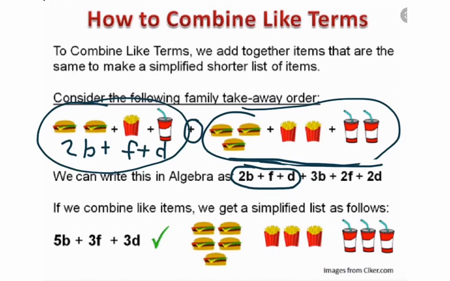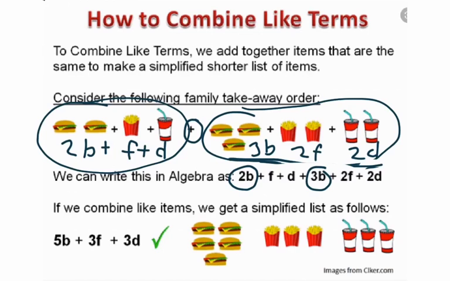Now we're going to add the other person's order, which is 3 burgers, 2 fries, and 2 drinks. Now we have to combine those like terms. Because wouldn't it be simple just to say how many burgers you're ordering, how many fries you're ordering, and how many drinks you're ordering, instead of saying, can I get 2 burgers, 1 fry, 1 drink, 3 burgers, 2 fries, 2 drinks? Let's combine them. Let's say, how many burgers do we have?